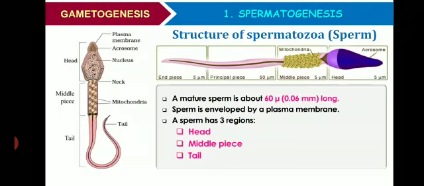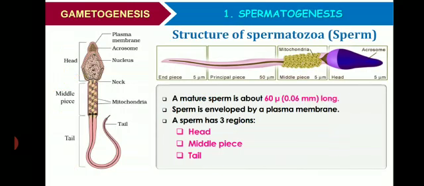A mature sperm is about 60 micron long. Sperm is enveloped by a plasma membrane. So the whole sperm cell is enveloped by plasma membrane. Sperm has 3 regions: head, middle piece, tail. This is asked for 5 marks, students. Draw a neat labelled diagram of sperm cell is also an important question. So here this is the head region, middle piece, tail.